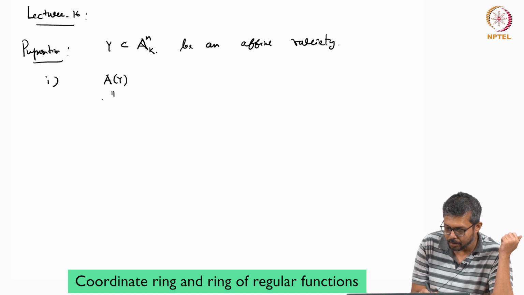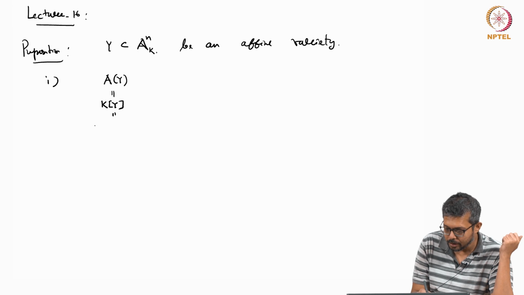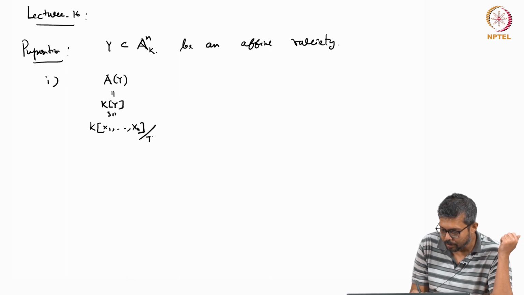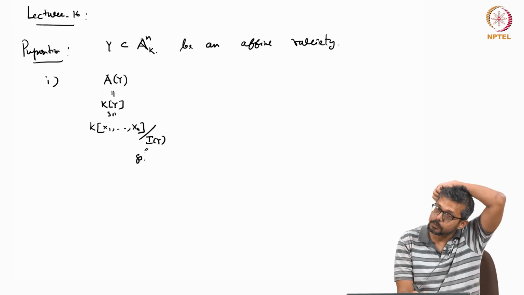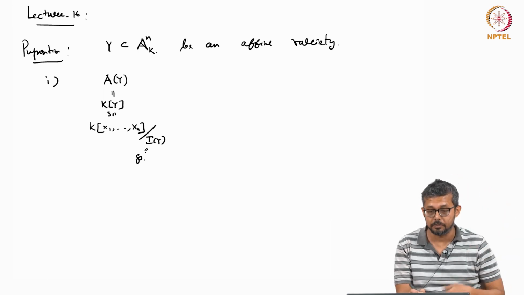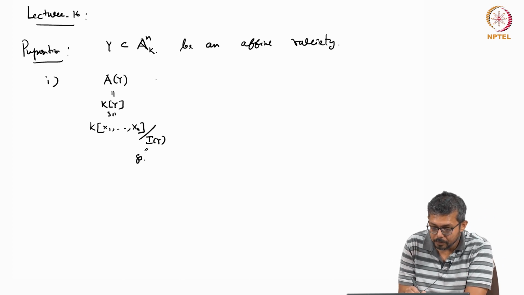This is nothing but K[Y], which I defined before, which is isomorphic to K[X1, X2, ..., Xn] modulo I(Y). And since Y is affine, you can assume this is a prime ideal. So this is isomorphic to the ring of regular functions.